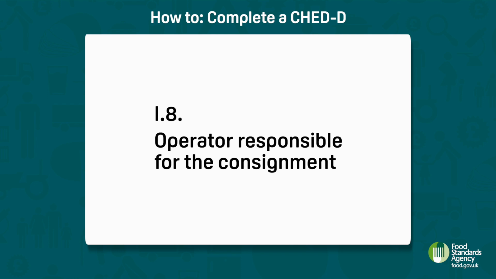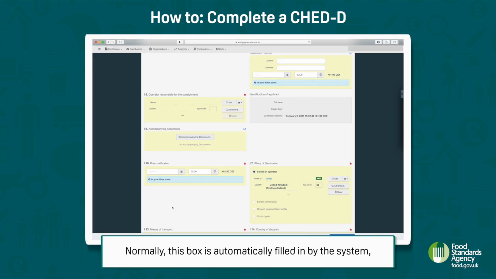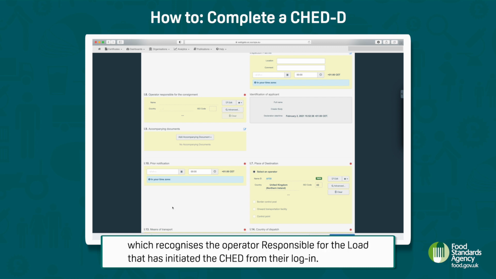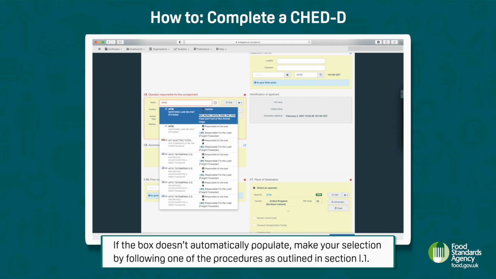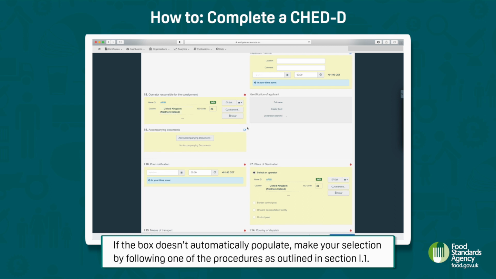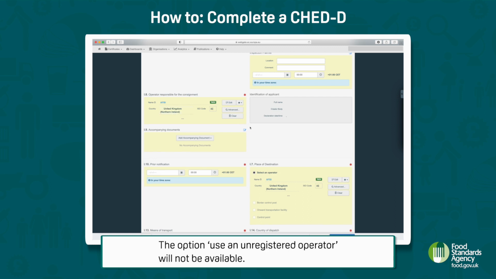I8. Operator responsible for the consignment. Normally, this box is automatically filled in by the system, which recognizes the operator responsible for the load that has initiated the CHED from their login. If the box doesn't automatically populate, make your selection by following one of the procedures as outlined in the section I1. The option Use an unregistered operator will not be available.